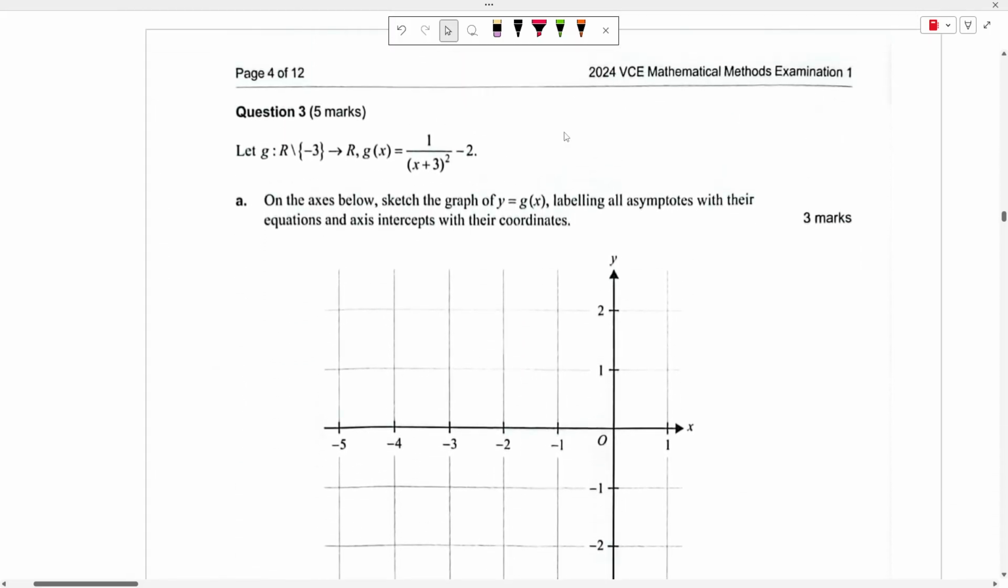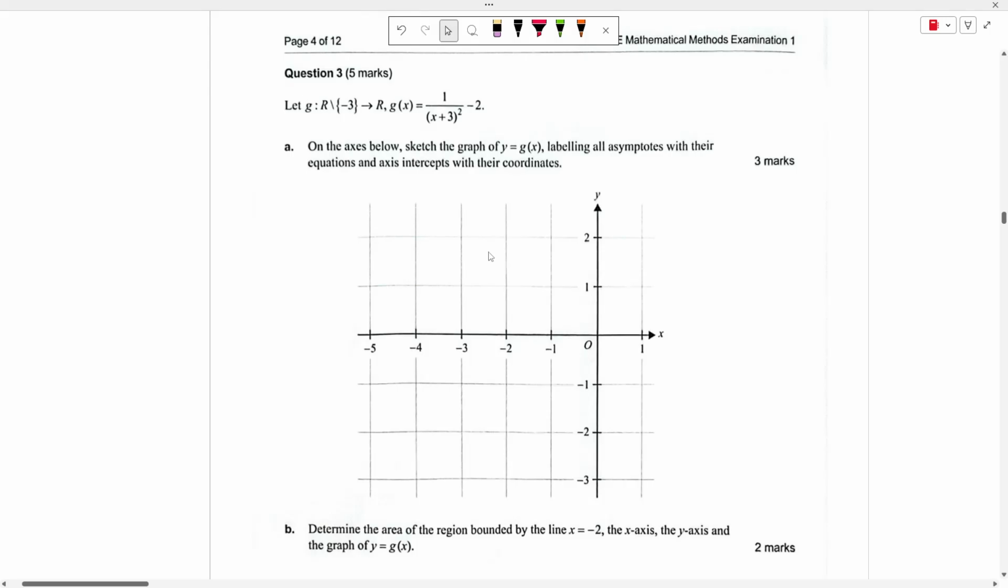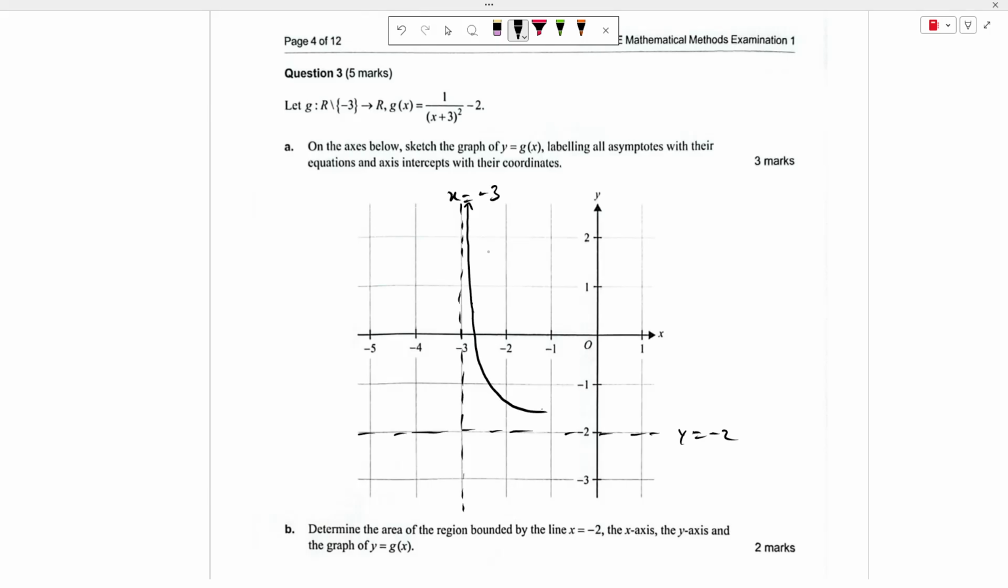Okay, onto this. G of x is a truncus, right? So we're sketching a truncus here. And you have to label all asymptotes and equations with axial intercept and whatnot. So the first thing we'll notice is that there's an asymptote, a vertical asymptote, at x equals negative 3, and a horizontal asymptote at y equals negative 2. So down here. Right, so now we know that the graph should look something like this.